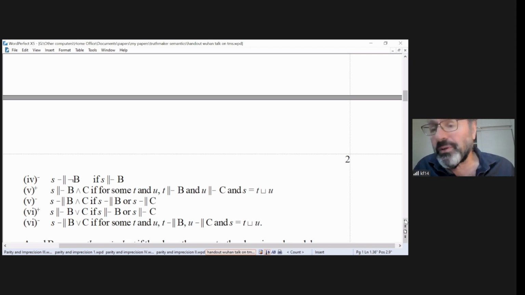And similarly, when it comes to the falsity clause for conjunction, assuming you want to keep the duality here between disjunction and conjunction. Okay. So what I've given you here are the truth maker and falsity maker clauses for the complex truth functional formulas under both the non-inclusive semantics and under the inclusive semantics.